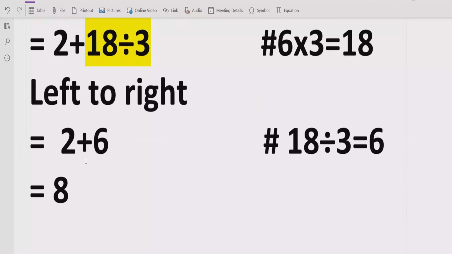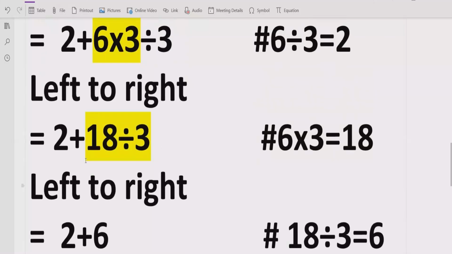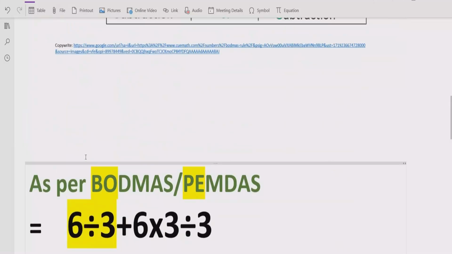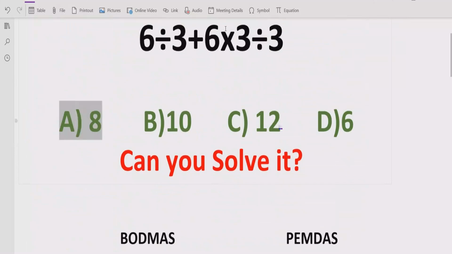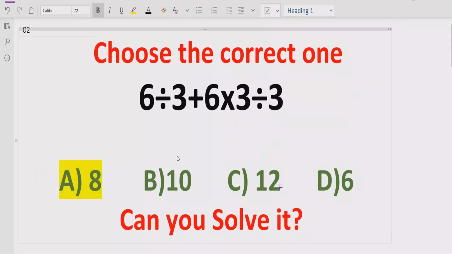I hope you understand how you can solve this expression very easily and get the correct result. Now, if you see the answer list, answer A is the correct answer. I hope you understand how you can solve this expression.